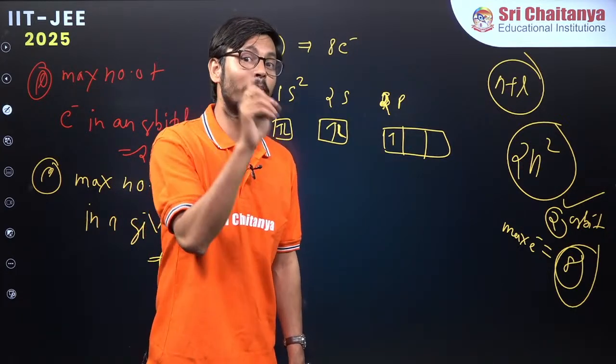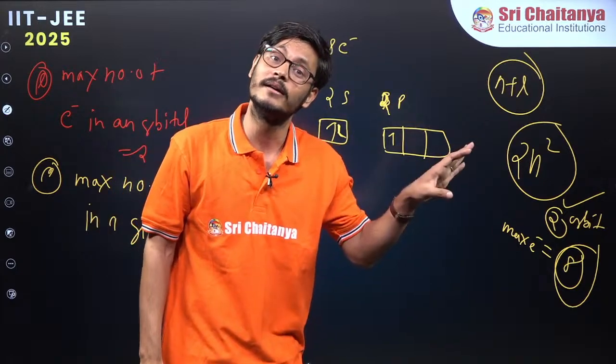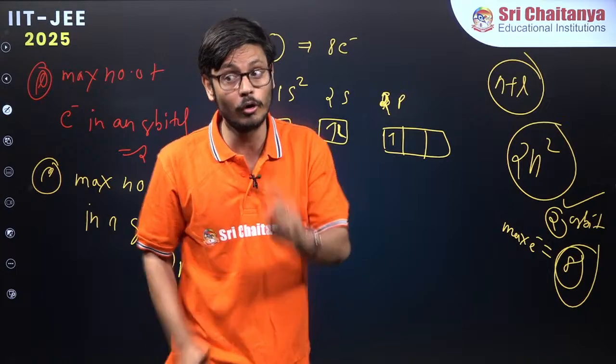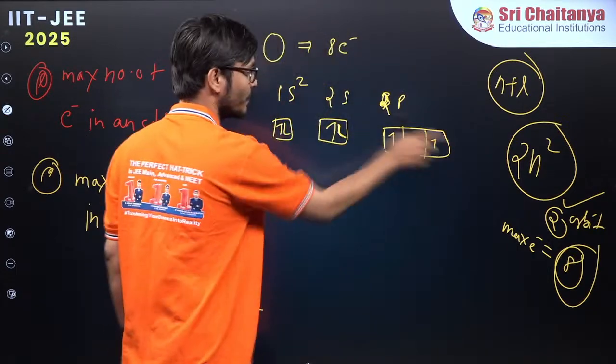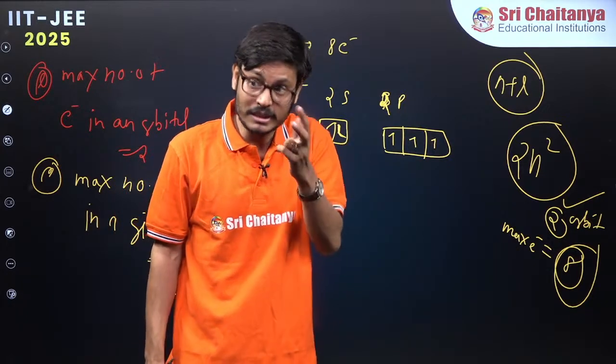Hund's rule of maximum multiplicity. First, I'll fill all the electrons unpaired. Once they're unpaired, then I'll start pairing. Hund's rule I need to follow. So, first, 1, 2, 3. 4 plus 3 is 7. Once you have filled the unpaired, then you start pairing.